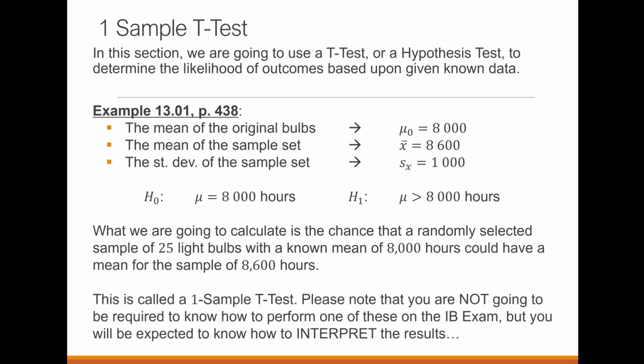So let's do this calculation. The calculation we're going to do is called a one-sample t-test. You're not going to need to know how to perform one of these on the IB exam by hand. You won't have to do the calculation by hand. But you will be expected to be able to use the calculator to get the number and then interpret the result. We're not going to talk about how to do this calculation by hand, just how to get the calculator to give you the number and then what to do with the number afterwards.